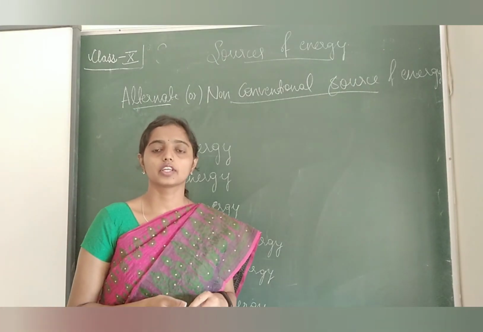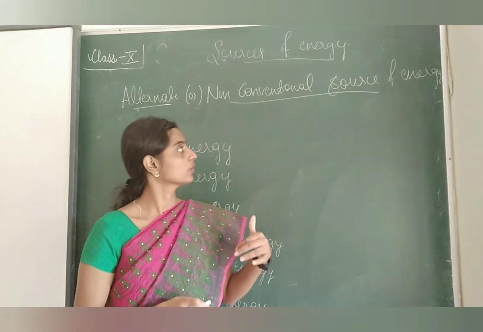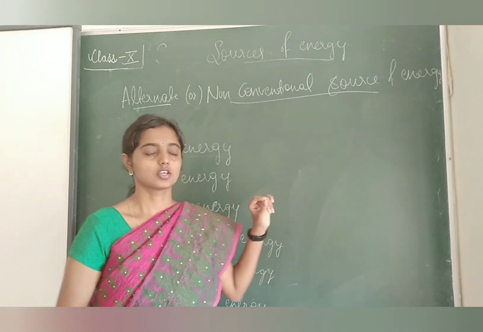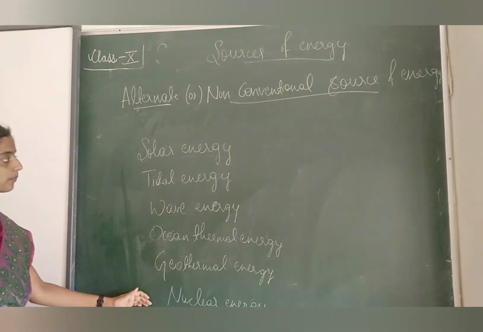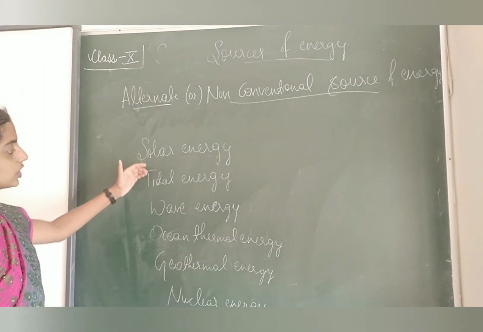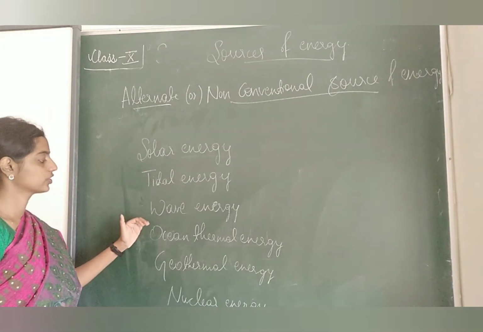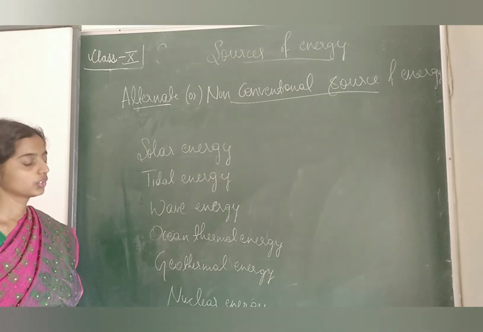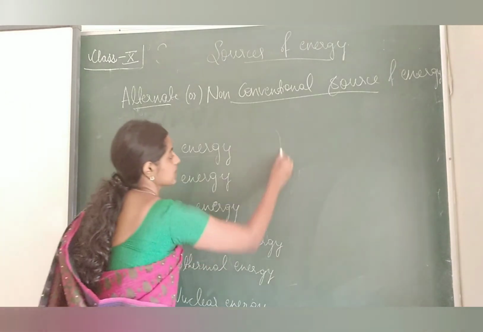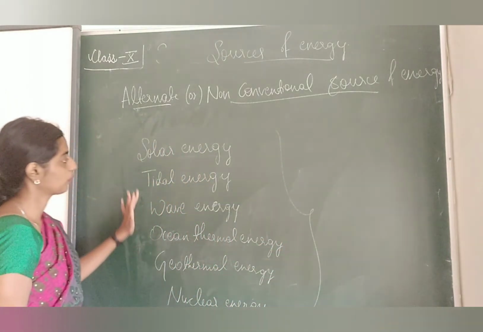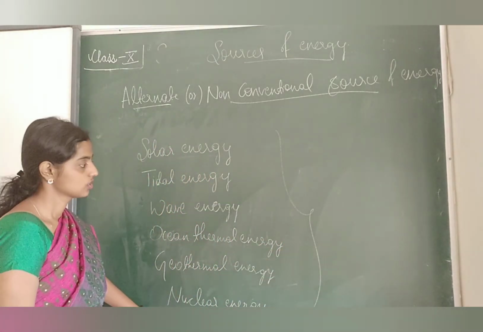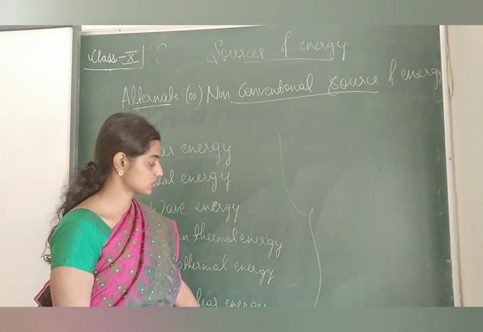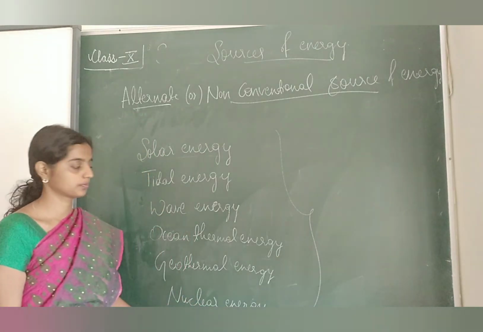Now we know why alternative sources of energy are required, and now let us see the different forms of alternative sources of energy. There are these six energies: solar energy, tidal energy, wave energy, ocean thermal energy, geothermal energy, and nuclear energy. In the next class, let us study each of these energies in depth. So today, understand what I taught and write your classwork as well as answer all the homework questions. Thank you.